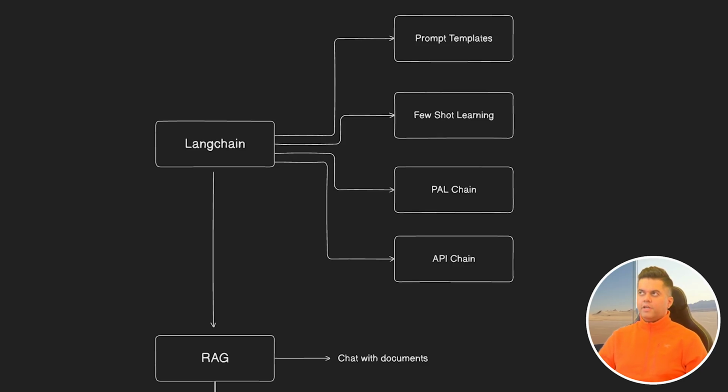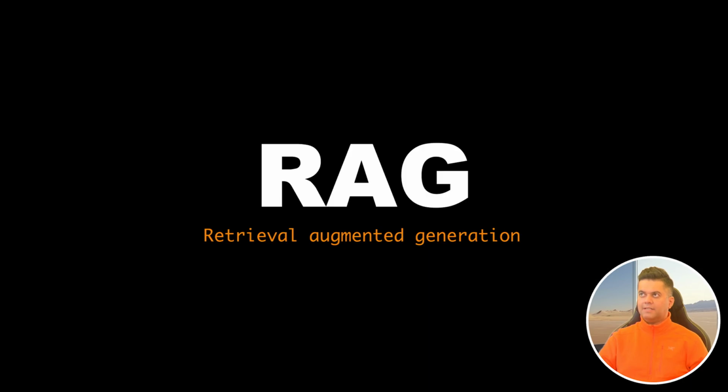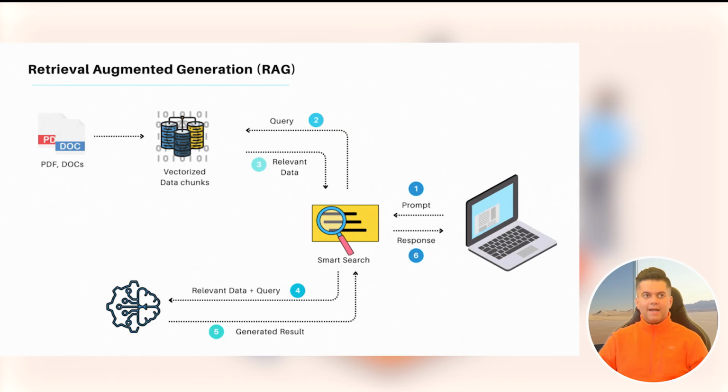In the past couple of videos, we have learned some really cool LangChain features like prompt templates, few-shot learning, PAL chains, and API chains. Today's video takes that learning a bit further. We're going to implement RAG with LangChain. RAG is basically retrieval augmented generation.